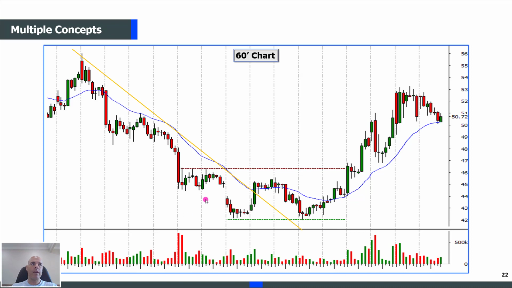And I could do this without the moving average and without the trend line. But if new traders need them, that's fine. You eventually will just visualize these things in your head. Let's try it again.